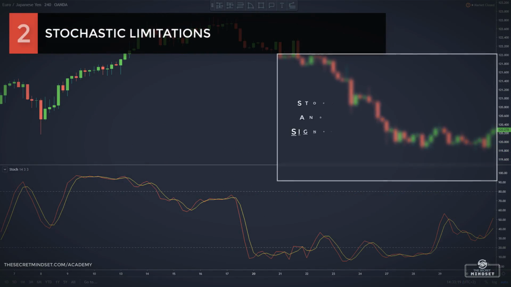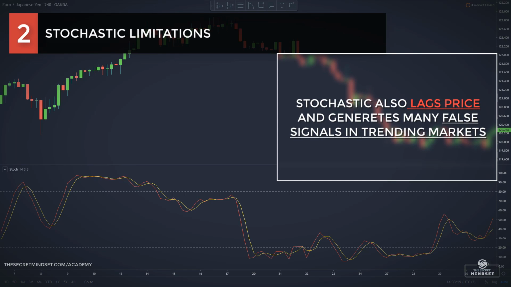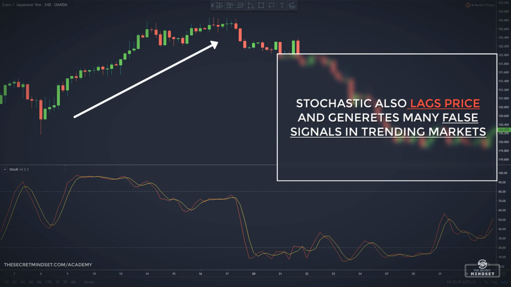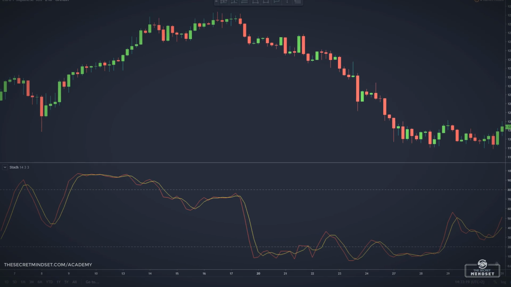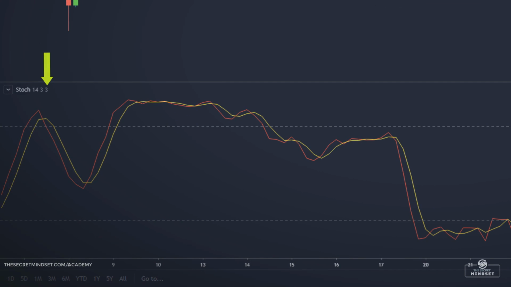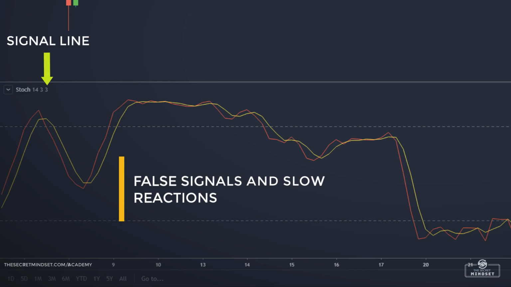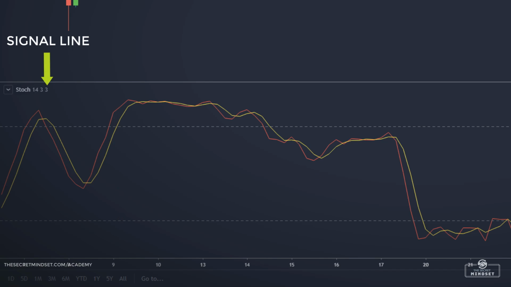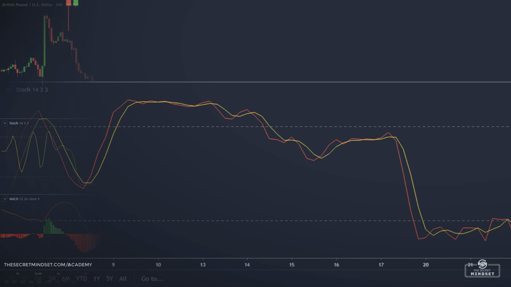The stochastic is also lagging. The problem with stochastic is its ability to generate false signals, while markets can take off before signals are generated. Part of the problem with the stochastic oscillator is its reliance on the 3-day simple moving average as the signal line. False signals and slow reactions are just the beginning of the problem, especially for short-term traders and day traders, because the 3-day simple moving average is too short to represent fast markets and act as a true trigger line.